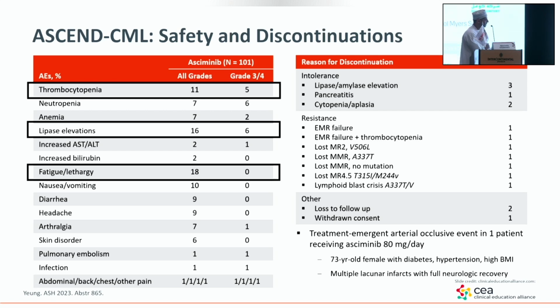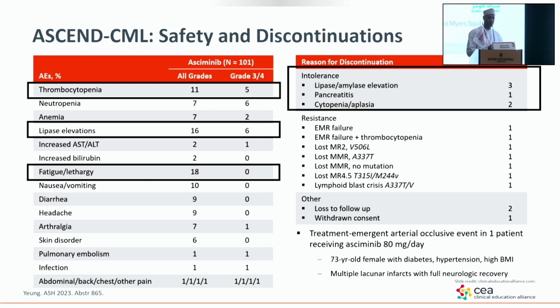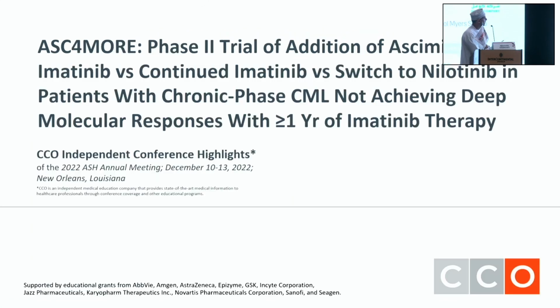And fatigue, lethargy 18%. And again, there were people who stopped it because of lipase, amylase, and pancreatitis. So it's important to look at this category when you try to administer asciminib to those patients.